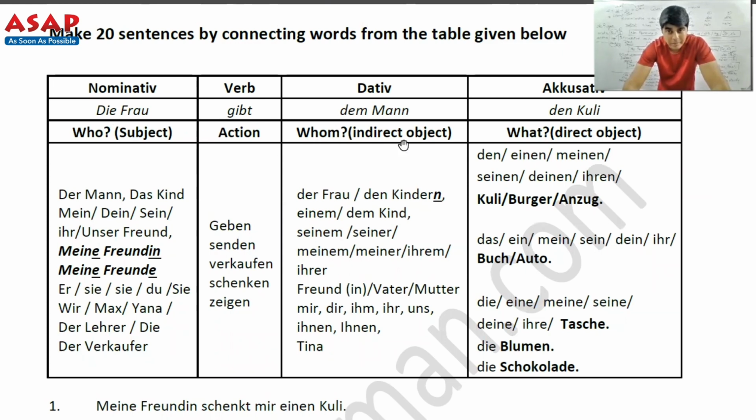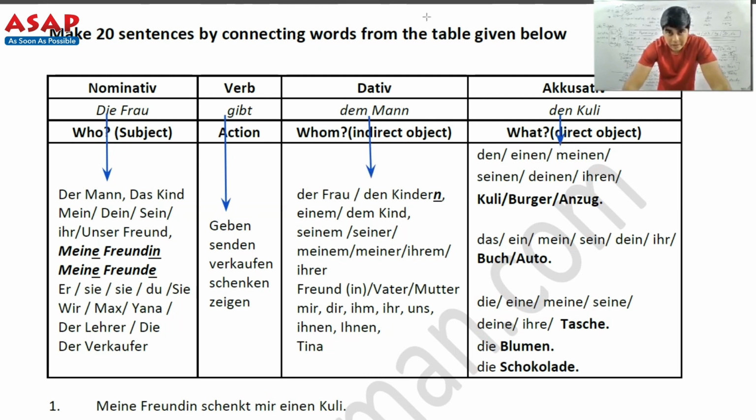Okay, so here, nominative, verb, dative, accusative. Die Frau gibt dem Mann den Kuli. Who is doing the action? Die Frau. What is the action? Give. On whom or to whom is she giving? Dem Mann. What? Den Kuli. Direct object, indirect object. Got it? Now what you have to do exactly: replace die Frau with these words, gibt with these verbs, dem Mann with this dative part, den Kuli with this accusative.